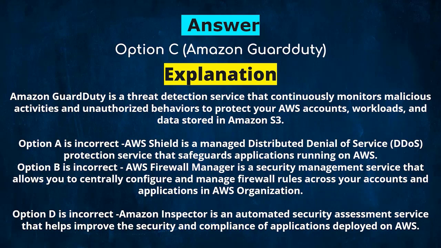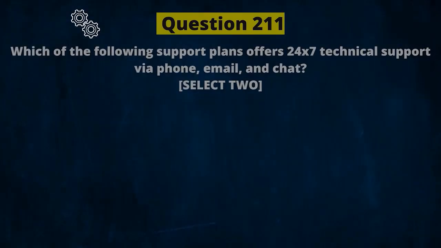Option A is incorrect. AWS Shield is a managed distributed denial of service protection service that safeguards applications running on AWS. Option B is incorrect. AWS Firewall Manager is a security management service that allows you to centrally configure and manage firewall rules across your accounts and applications in AWS organization. Option D is incorrect. Amazon Inspector is an automated security assessment service that helps improve the security and compliance of applications deployed on AWS. Next question.